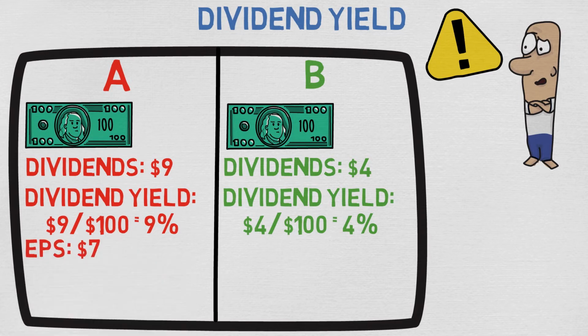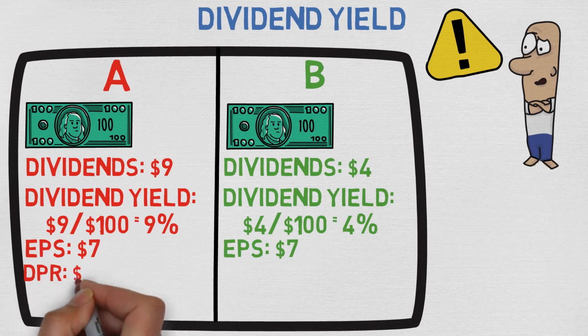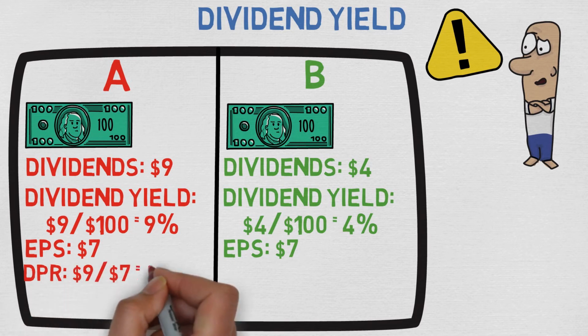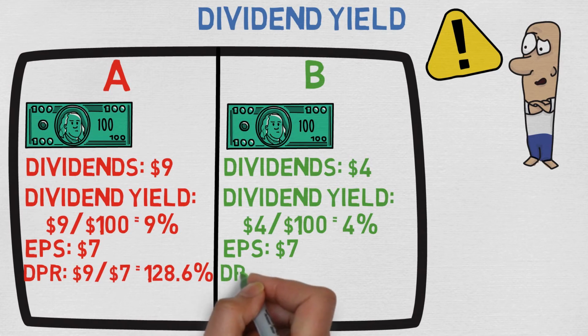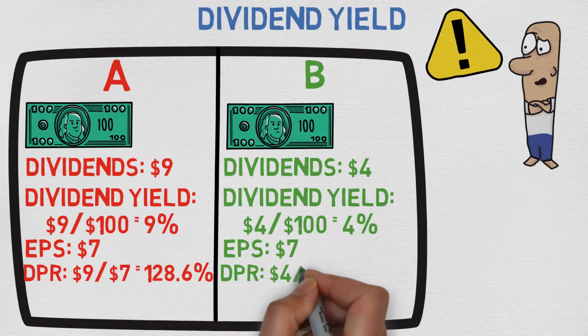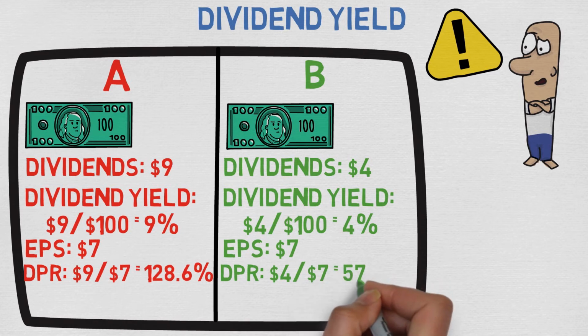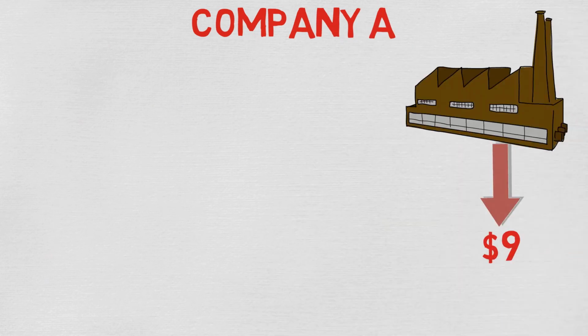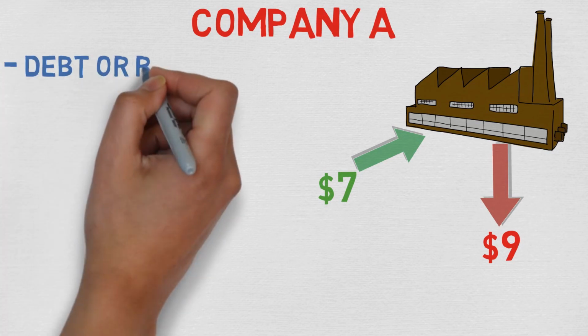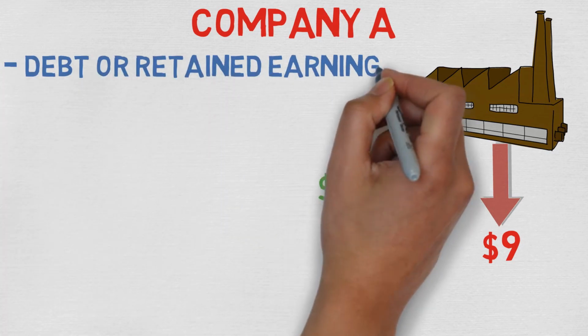Let's say that both companies have an earnings per share of $7. This means that the dividend payout ratio for company A is 9 divided by 7, which is 128.6%. Company B's dividend payout ratio is $4 divided by $7, which is 57.1%. This means that the company A is paying more money to shareholders than what the company is earning. This is possible with taking debt or by using retained earnings.